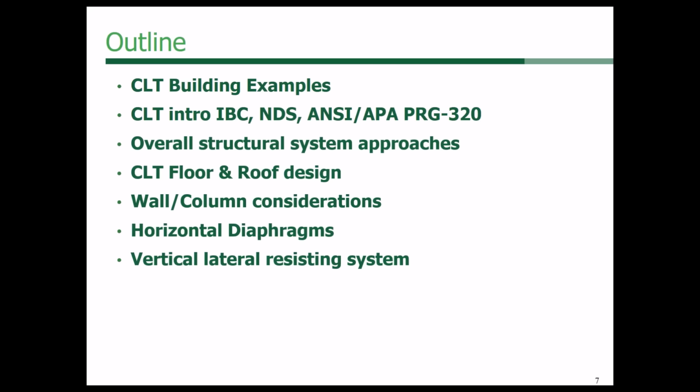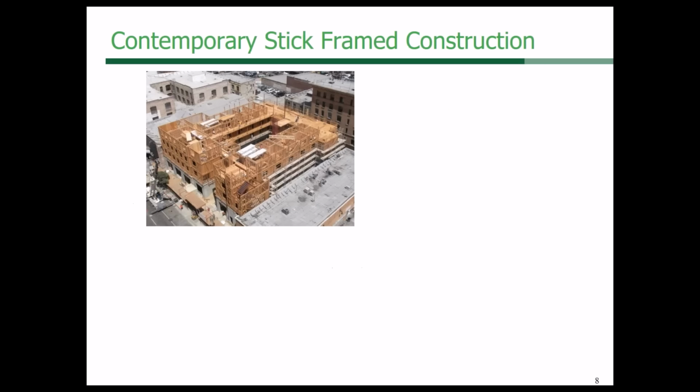the webinar and go over overall structural system approaches, the designing of roof and floor using CLT, and some considerations when they are used as a wall, and also horizontal diaphragms and vertical lateral resisting systems, where there are some limitations in the code, but there are options for you as designers to design using CLT and other prescribed lateral resisting systems.